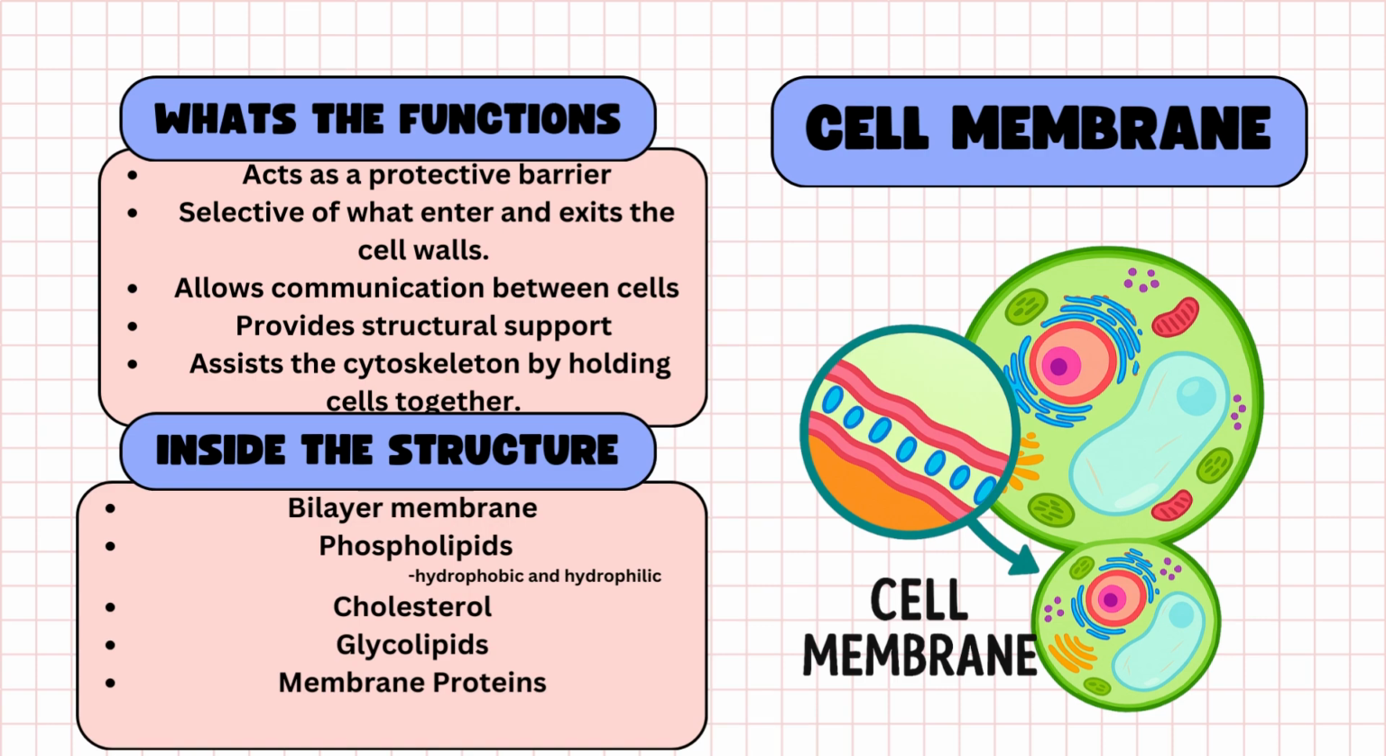First, we have the cell membrane. The cell membrane acts as a protective barrier that is selective of what enters and exits the cell. It also allows communication between cells. Here are some facts about the cell membrane.